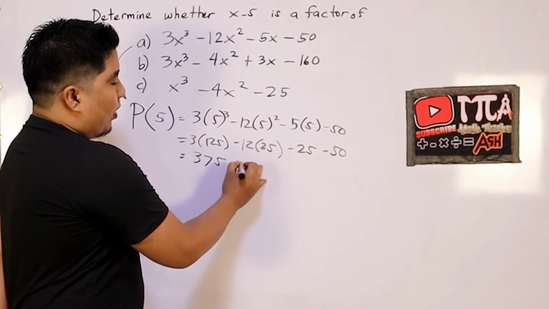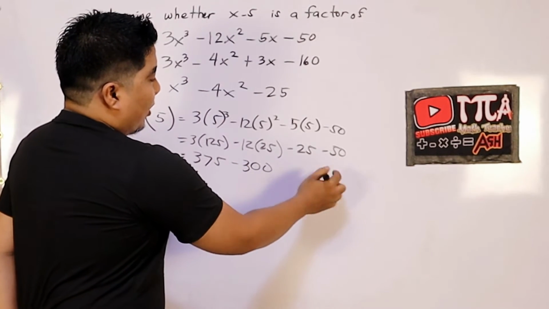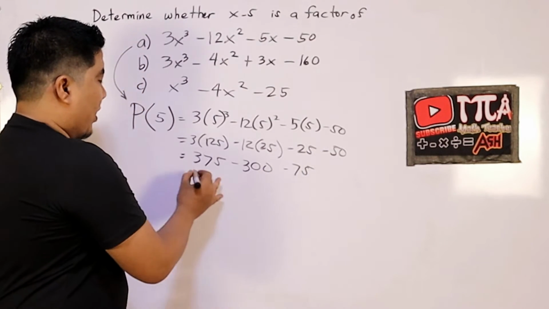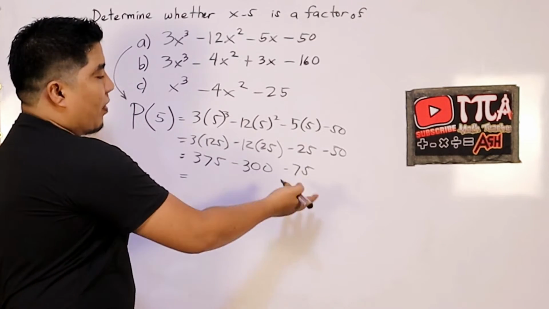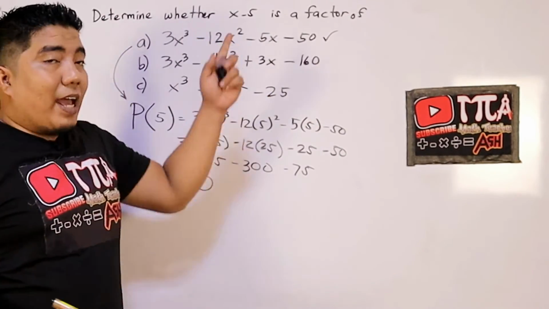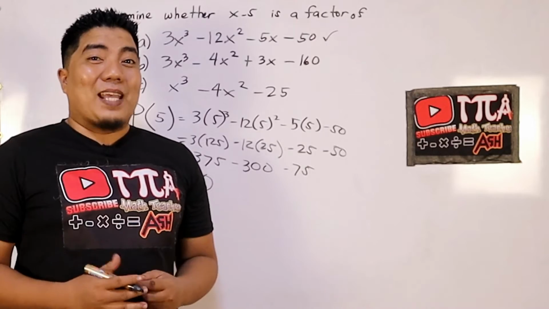that would give us 300. Okay. And then if we subtract this one, this will become plus negative, that is negative 75. Alright. Now, 375 minus 300, that is 75. 75 minus 75, and that is 0. Therefore, x minus 5 is a factor of the first given polynomial.